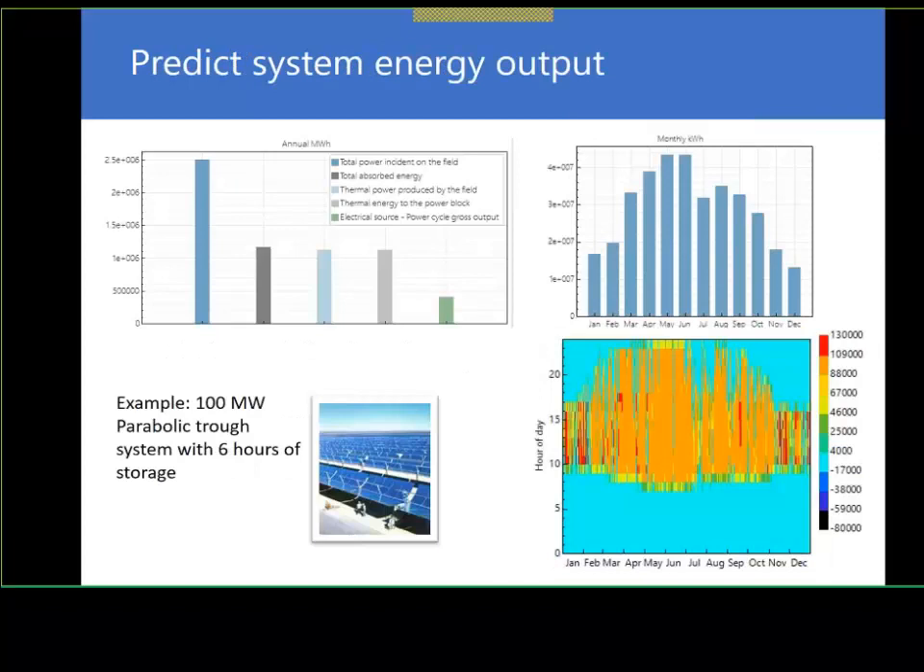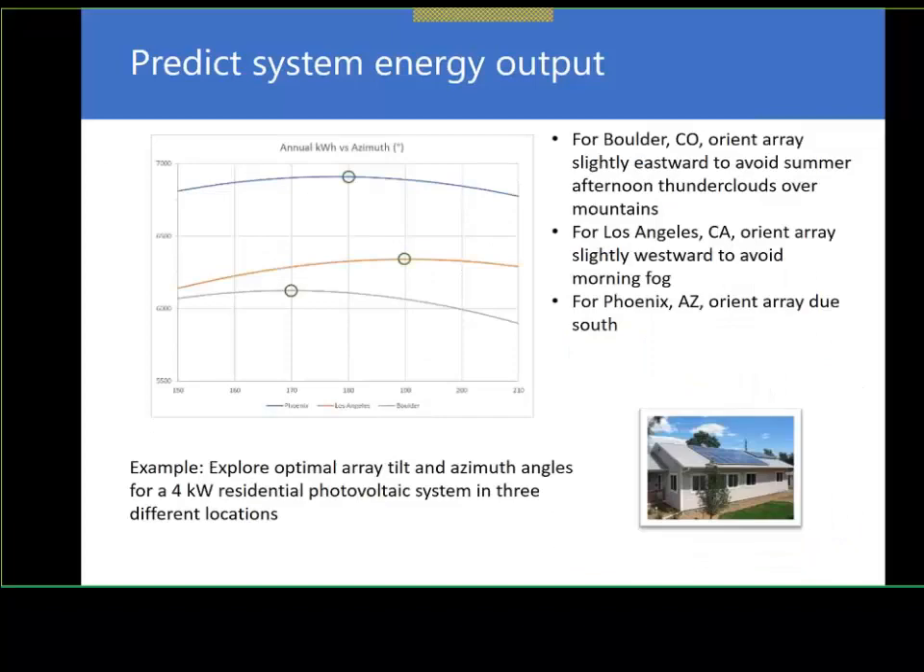So as we saw, SAM can predict the system's energy output. This is just a sample of the kind of results you can get from the model on the performance side. You can use SAM to optimize design parameters. So when you get to the point where you've decided that PV is worth investigating at a particular site, then you might dig a little further into some of the design details.